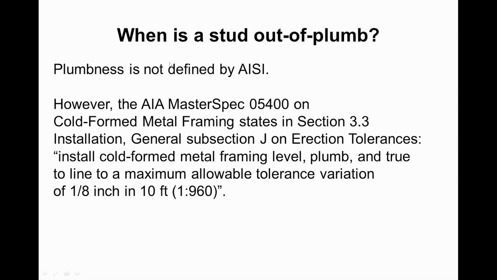What about plumbness? Well, if we review the AISI framing standards, we're not going to find a definition for plumbness today in those standards. However, if we reference the AIA Master Spec 5400, Section C3.3, we do find this verbiage down here, which says that this member, this stud, for example, has to be installed, cold-form metal framing, level, plumb, and true, maximum allowable tolerance variation, 1/8 of an inch in 10 feet. So this is giving me an out-of-plumbness requirement that is not in the AISI documents, but we can find it in the AIA documents.